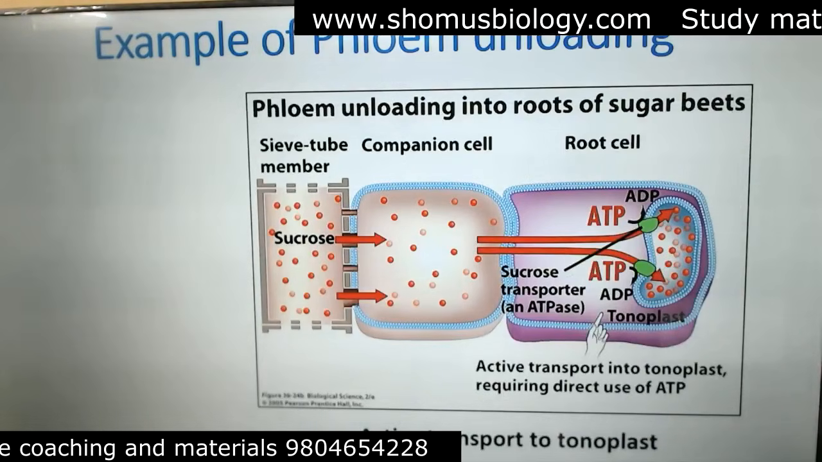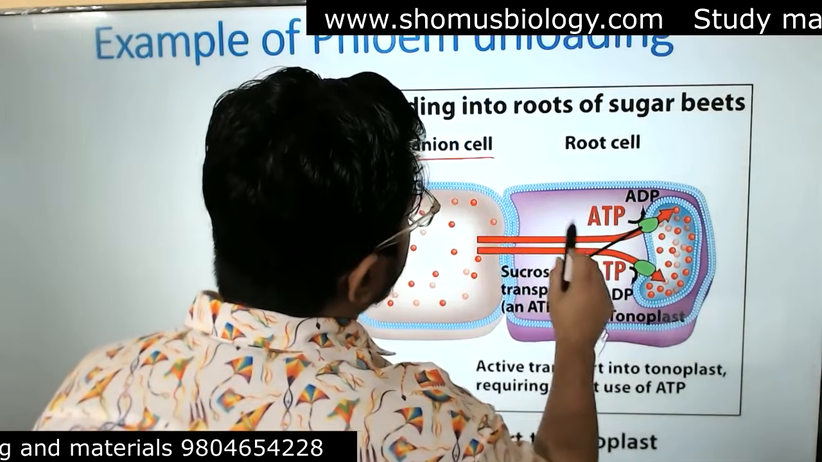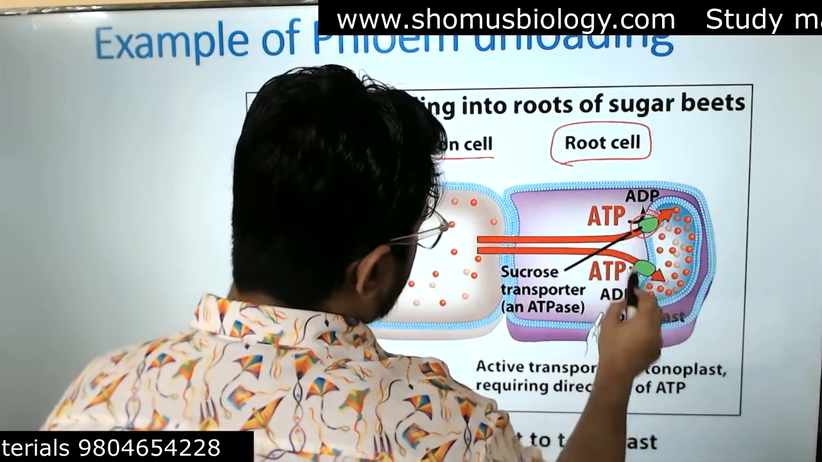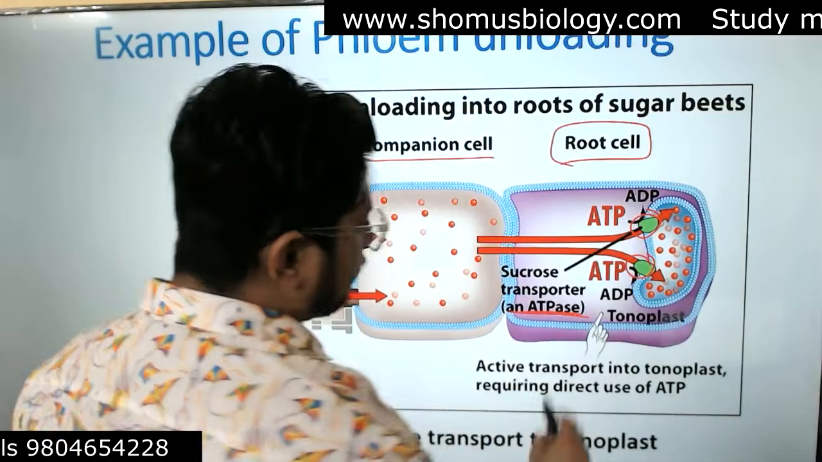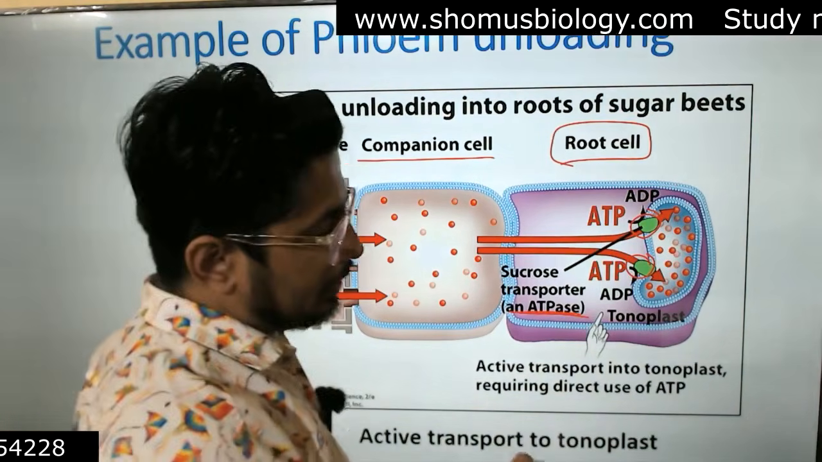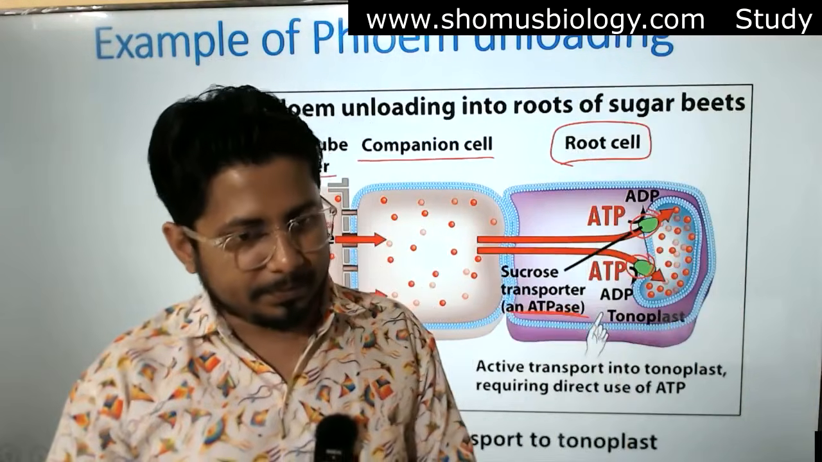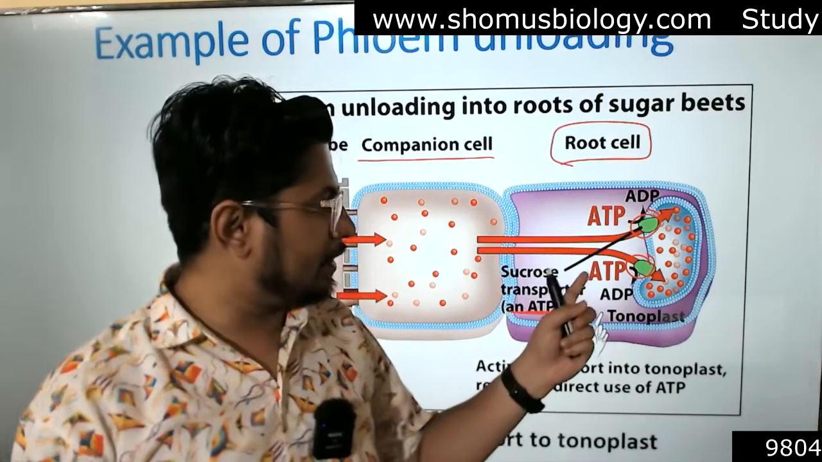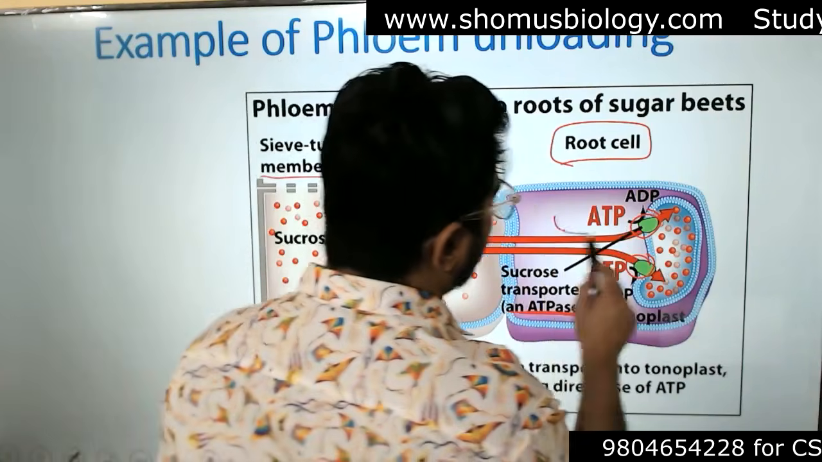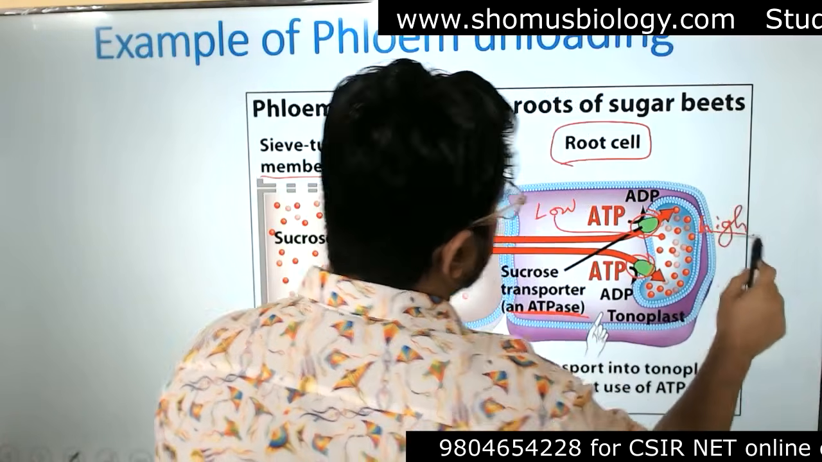An active transport of sucrose into the tonoplast. So what happened again? Sieve tube member to companion cell and from companion cell into the root cell where the tonoplast is present. Okay. Then there are sucrose transporters, which are direct ATPase pumps, that can also be found in the tonoplasts. Sucrose transporters which are ATPase pumps, that means they require ATP. Okay, so ATP provides the phosphate, as a result of which these pumps operate and can bring sucrose from low to high concentration. Okay, and that's how the transport is done.